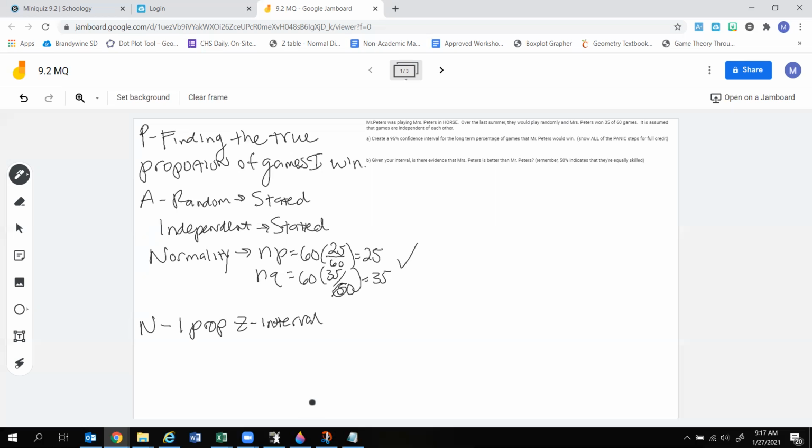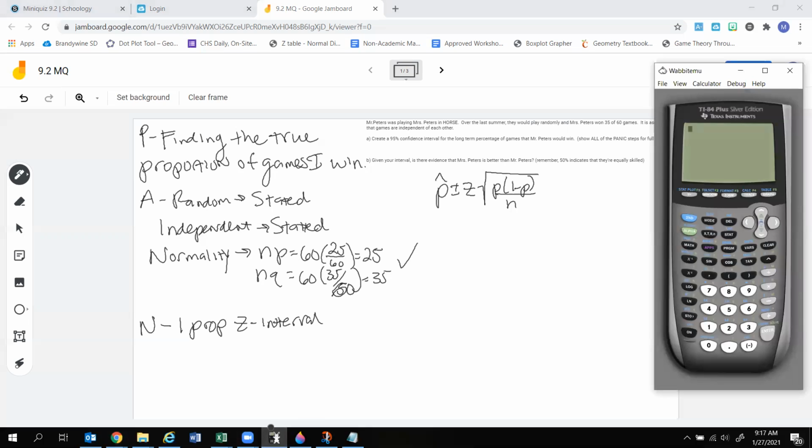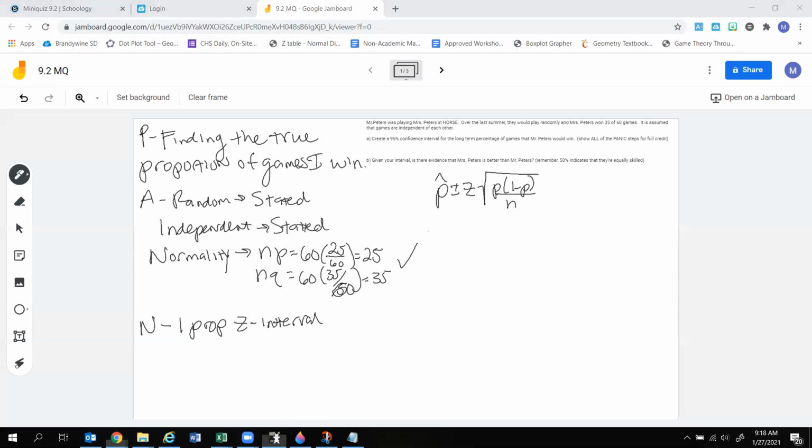All right, so I'm going to show the general formula. The general formula is p hat plus or minus the z score times the standard deviation, which is the square root of p(1 minus p) over n. All right, p hat, that's going to be our 25 out of 60. Okay, so just really fast, 25 out of 60 is, for the sake of simple numbers, let's just call that 0.42.